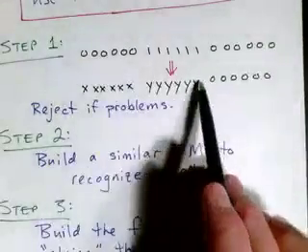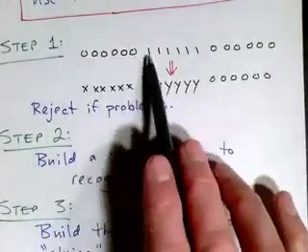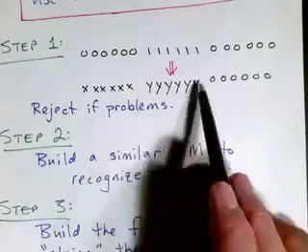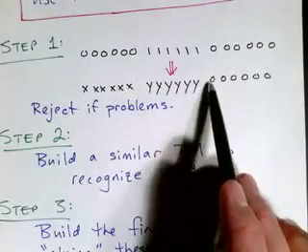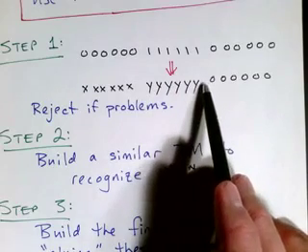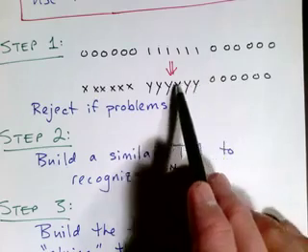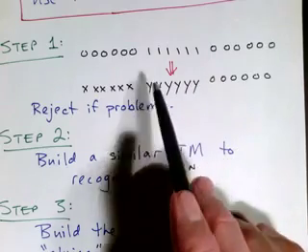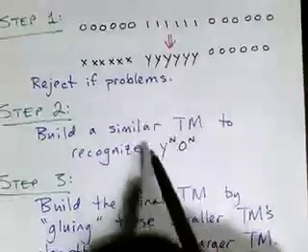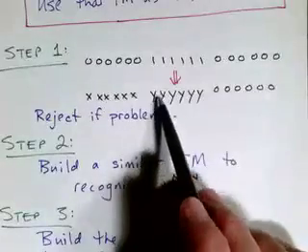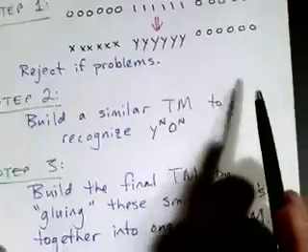Our first Turing machine, after converting 0 to the n, 1 to the n into x to the n, y to the n, ended with its tape head here at this end of the y's. Well, we need to move the head back to the beginning of the y's before we start our second stage, which recognizes y to the n, 0 to the n.